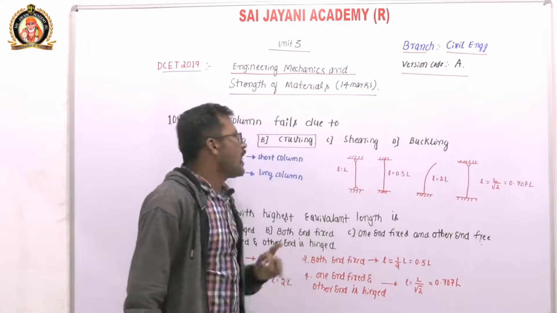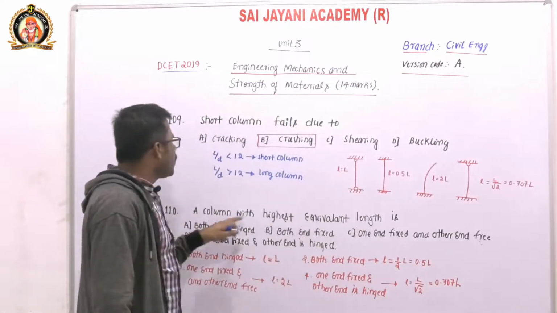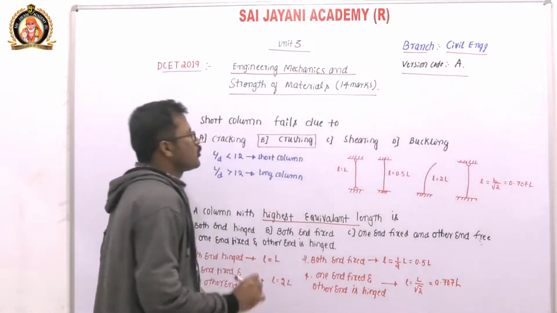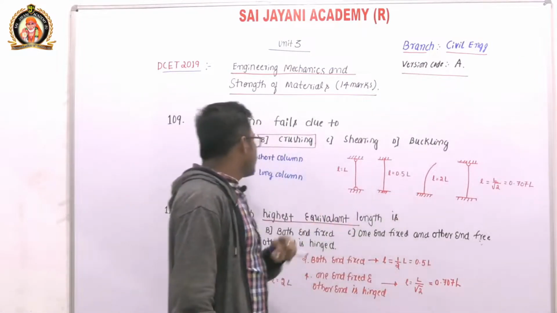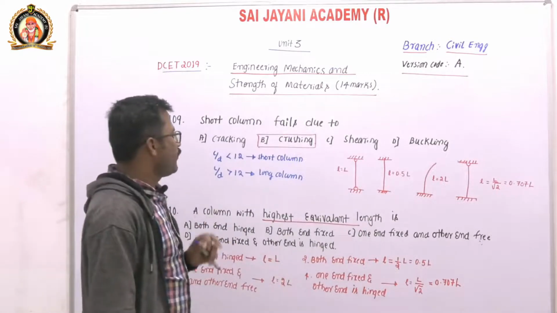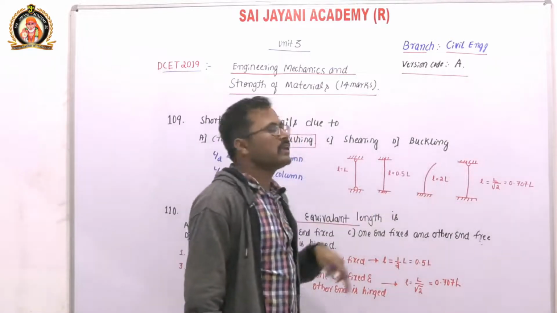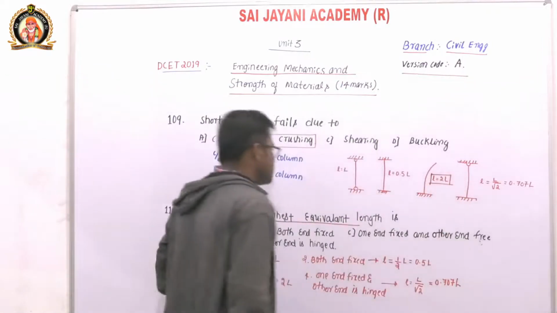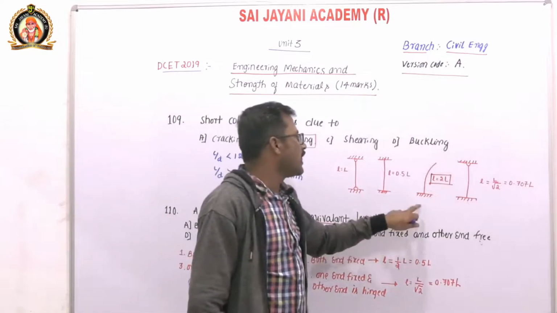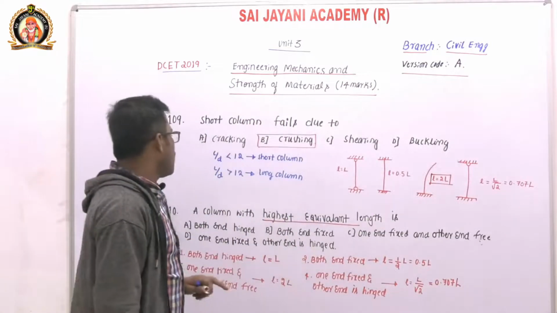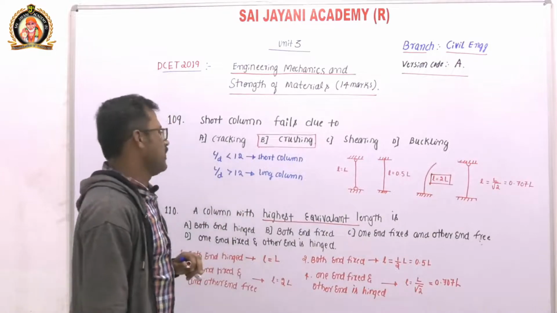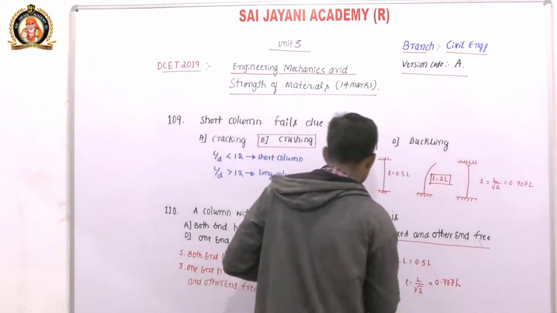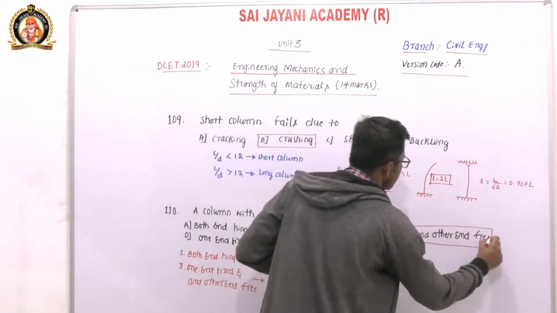So by looking at these values, we can easily say which column has highest equivalent length. Option C, one end fixed and other end free, has highest equivalent length. By this equation, we can say that option C, one end fixed and other end free, column has highest equivalent length. So option C is the right answer for this question.